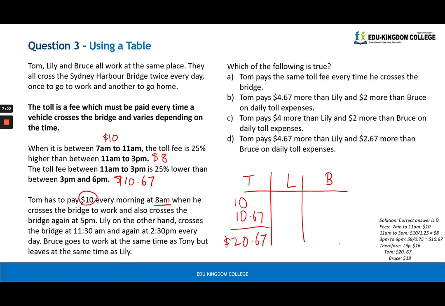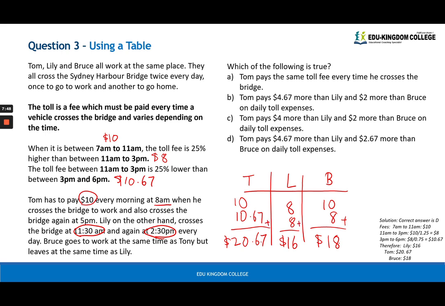Now Lily crosses at 11:30 and 2:30. Okay, 11:30 and 2:30, they're both $8. So 8 plus 8 is $16. And Bruce goes the same time as Tom, so $10 in the morning, but leaves at the same time as Lily, so $8 in the arvo. Add it up, you get $18.